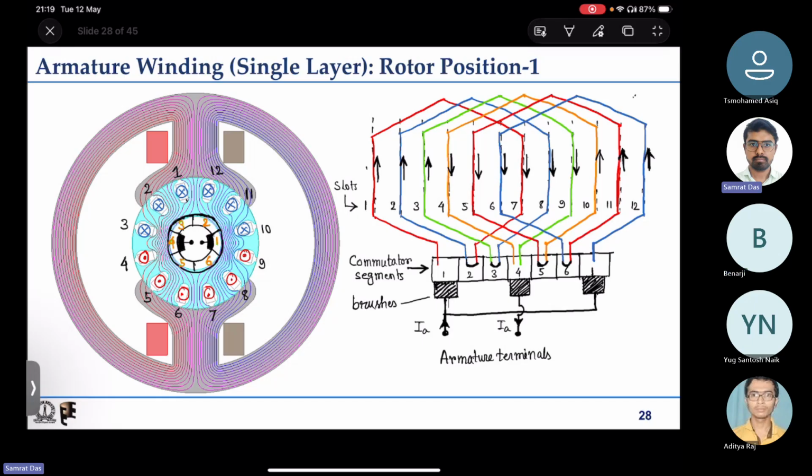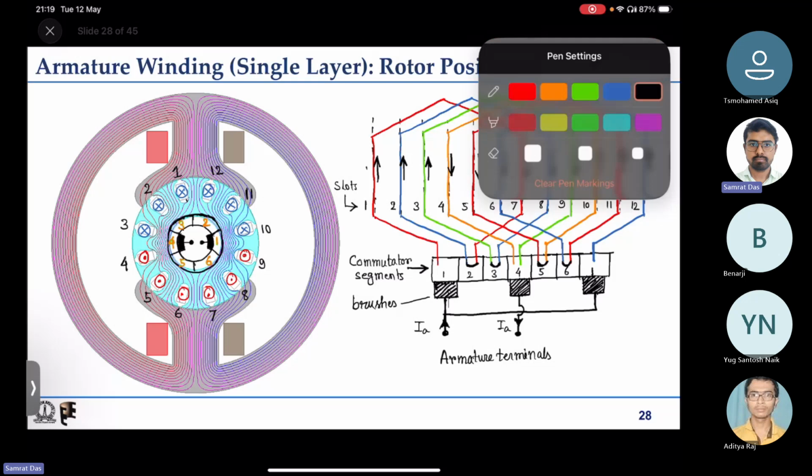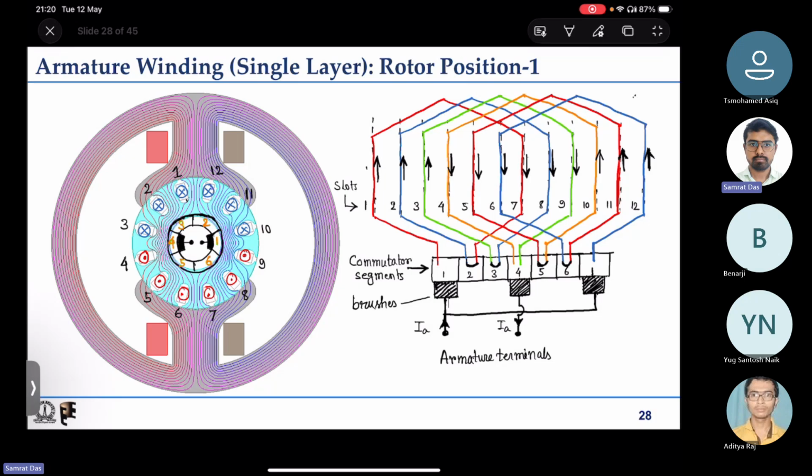Okay, I have to draw. I have to indicate with some other color. That is the only option, because everything is already drawn. So this is where it is entering, this is where the current is entering. It is flowing like this. It will come back from here.